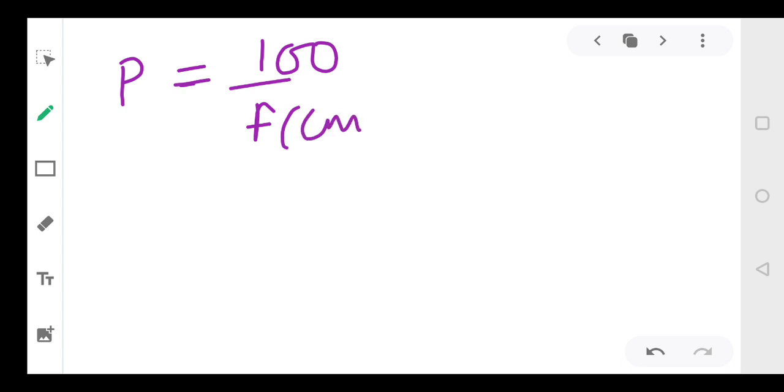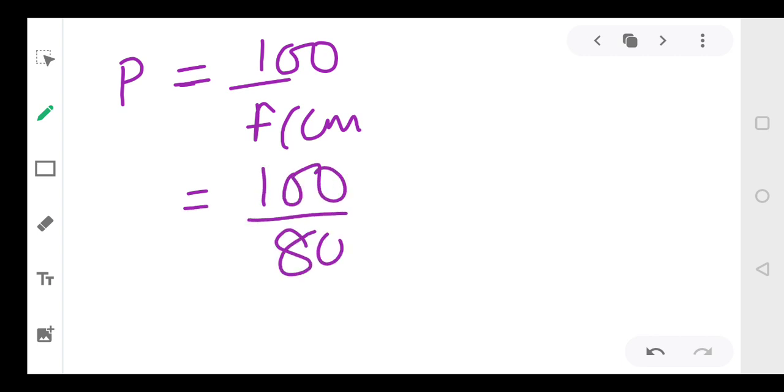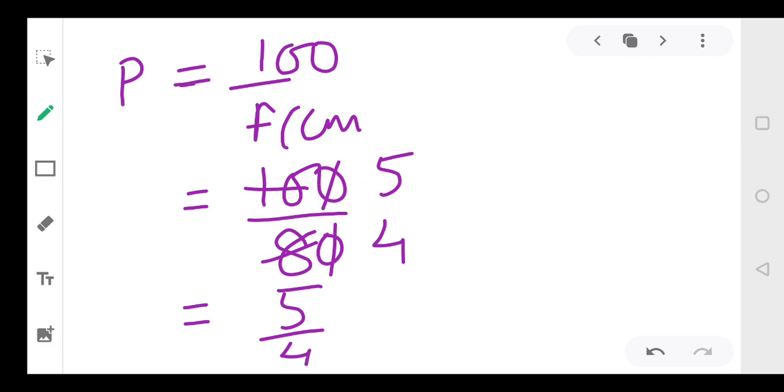So power is equal to 1 upon F, or 100 upon F, because the value is in centimeters. Okay, the value is in centimeters, so we will have 100 upon 80, right? So we can have 2 fives are 10. Okay, so 5 by 4 diopter. Clear everyone? So your power is equal to 5 by 4 diopter.